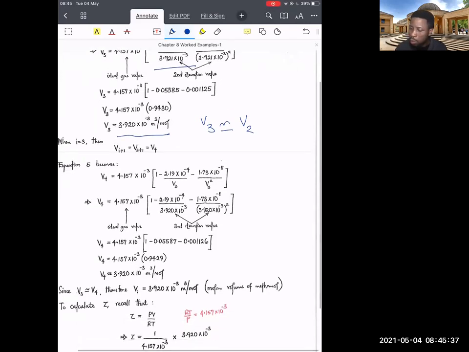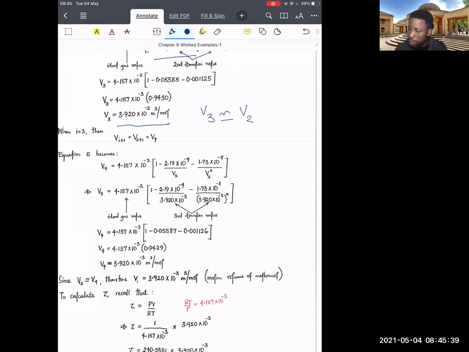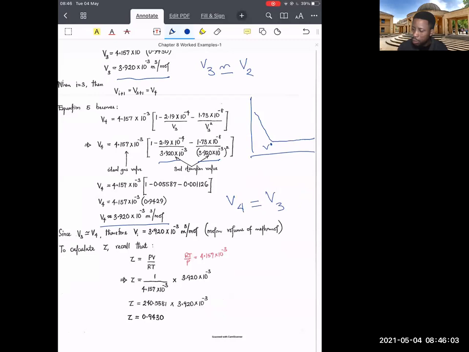So if you iterate one more time, we plug in those values here, and then we get V4. So if you look at that, V4 equals V3. So that means, like we showed yesterday, we've reached the optimum. So we've reached the optimum. So that is the V value, which is our optimum. Since we've reached the optimum, we can plug that into our expression here to calculate the Z, the compressibility factor. So Z equals PV over RT.